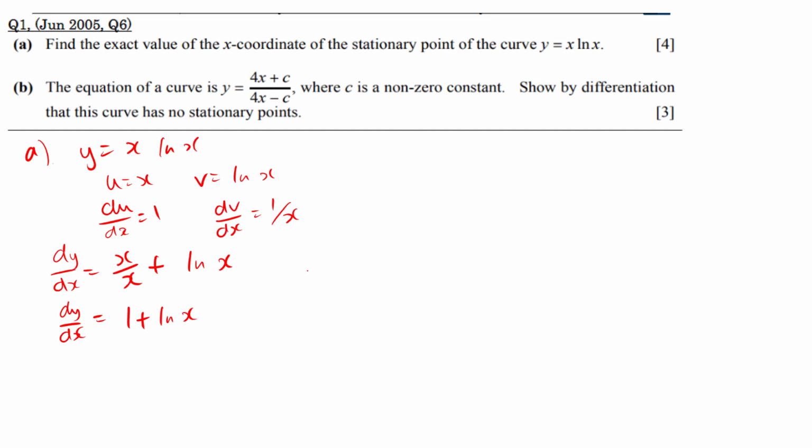So, good. Next step is you set it to 0, but I'm thinking if you do that, up to there, you've got at least 2 marks, maybe 3, once you set it to 0. So 0 equals 1 plus ln x. Now, what did you struggle with? What would you do normally?